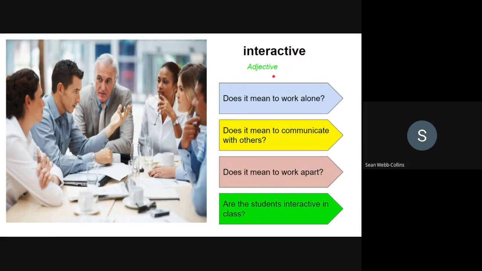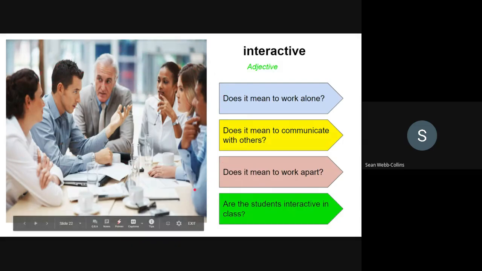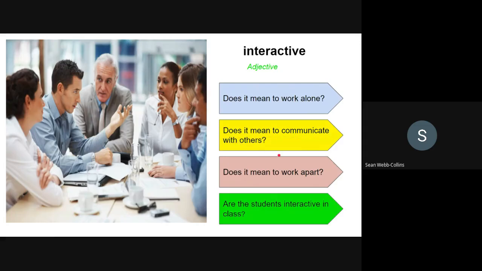Interactive. Adjective. Does it mean to work alone? No, it means to work together, to work in a group, to work with other people. Does it mean to communicate with others? As we can see in this picture, yes. Interactive means being able to communicate with others, with other people.